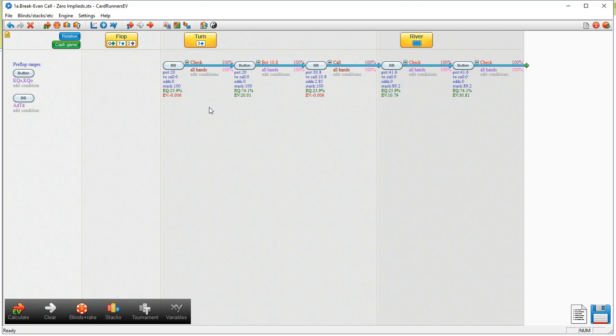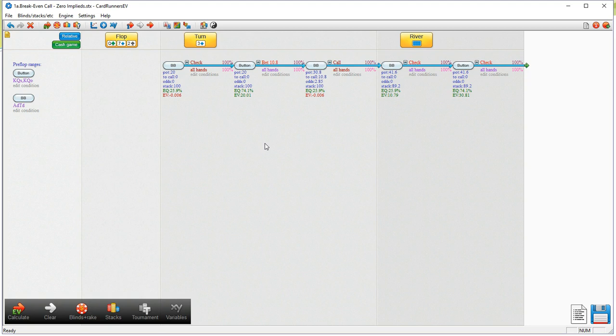We're going to assume that there is no additional action on the river. We might as well assume that button is all in for his last 10.8 big blinds in the spot, and we are facing a break-even call with our flush draw. Basically, we have no implied odds here. There's no future action. So if we get exactly a break-even pot odds call, our expectation is going to be 0.